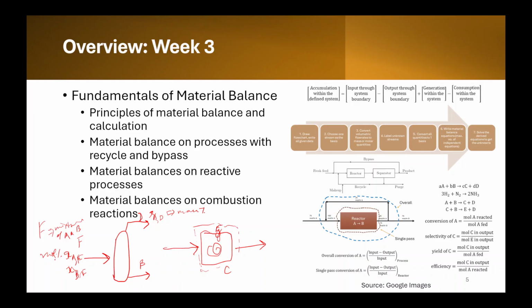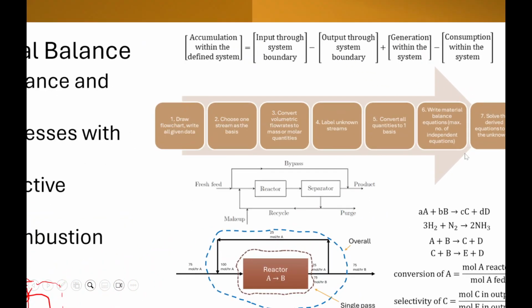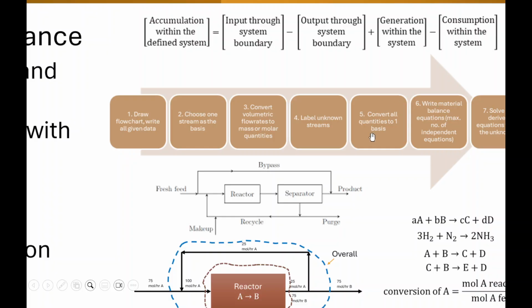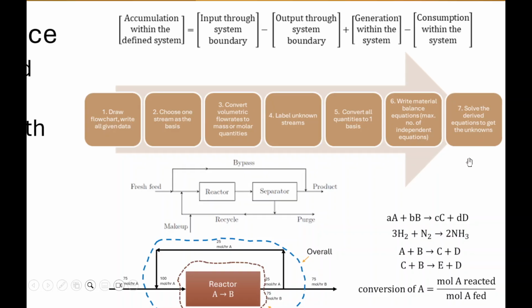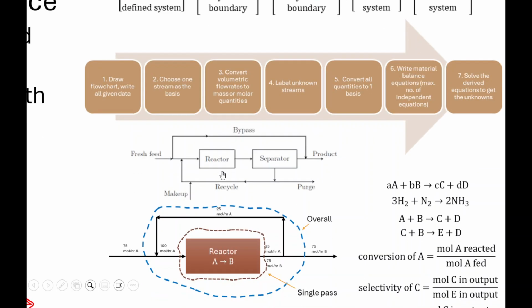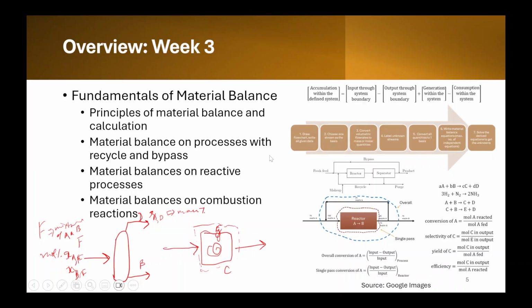You either convert this mole percent to mass percent or this mass percent to mole percent, based on your convenience. So that is what was meant by converting all quantities to one basis, and then writing the material balance equations, the maximum number of independent equations, and then solving them to get the unknowns. Then we looked at material balance on processes with recycle and bypass.